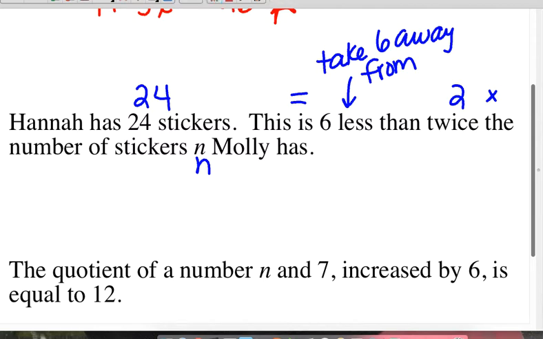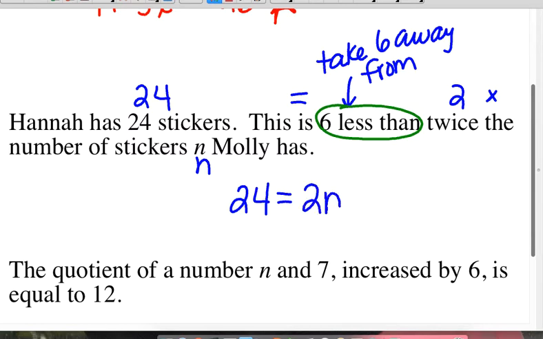This whole piece of it right here, this 6 less than, this is the part where it gets tricky. Because 6 less than means you're subtracting 6 off of something. It's not 6 minus 2 times n. It's 2 times n. Then you take 6 off of that. So then it subtracts 6. So it's going to look like this. 24 equals 2 times n, then minus 6. This is showing 6 less than twice the number n, and that equals 24. I told you those subtraction ones get tricky.